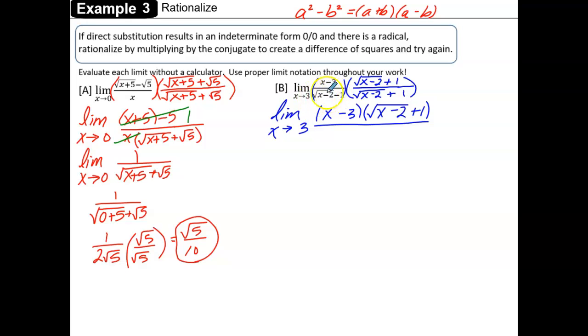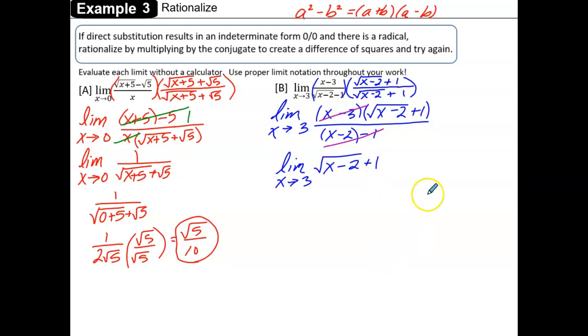So the square root of the quantity x minus 2, that squared is just x minus 2. And then we'll subtract because it's a difference of perfect squares, and 1 squared is 1. Then negative 2 minus 1 is negative 3. So we have a factor of x minus 3 in the numerator and a factor of x minus 3 in the denominator. Those will cancel and leave us with a limit as x approaches 3 of the square root of the quantity x minus 2 plus 1.